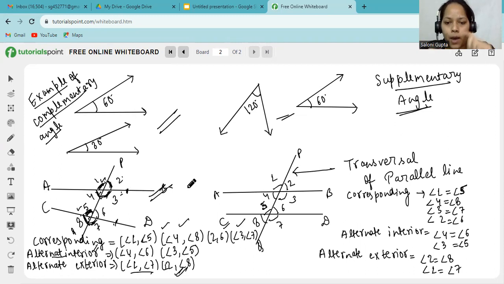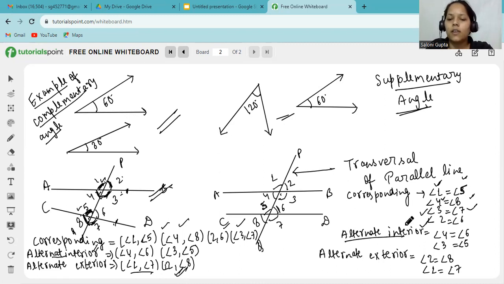Okay, so if the lines are parallel and a transversal is formed, then there is some relationship between the angles. So what is that relationship? The corresponding angles will be equal. The pairs of corresponding angles you will see will be equal. Like angle 1 will be equal to angle 5, angle 4 will be equal to angle 8, angle 3 will be equal to angle 7, and angle 2 will be equal to angle 6. So these are the corresponding angle pairs.